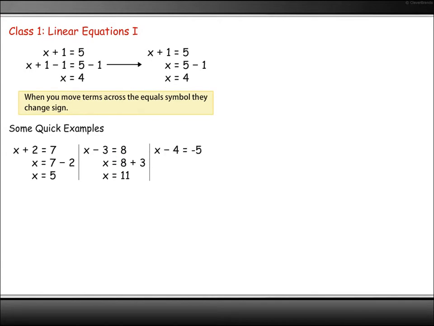In the next example, solve x minus 4 equals minus 5. Move the minus 4 across the equal sign, where it becomes plus 4. Therefore, x equals minus 1.